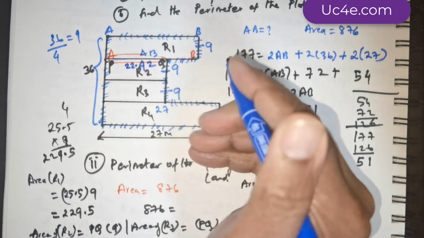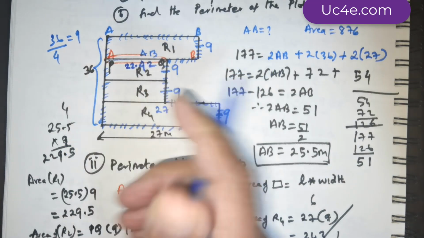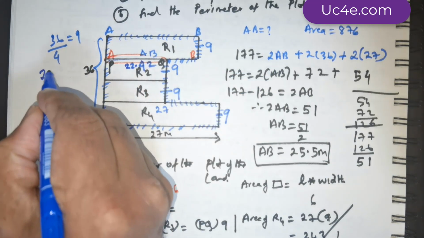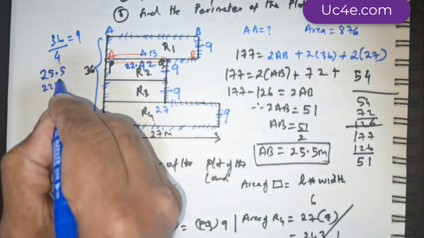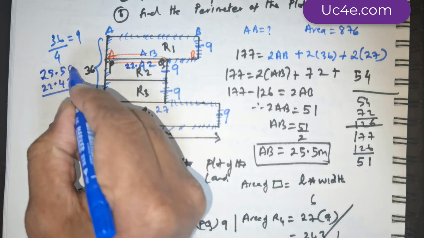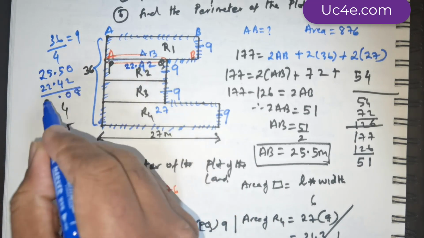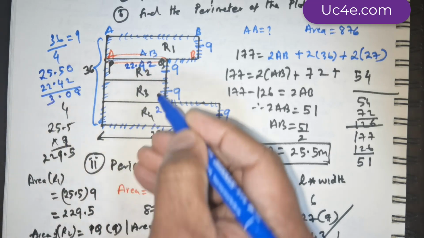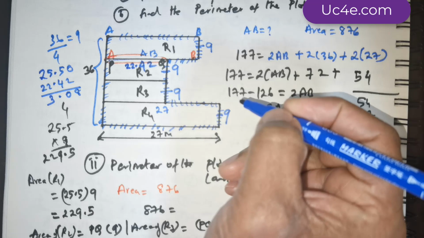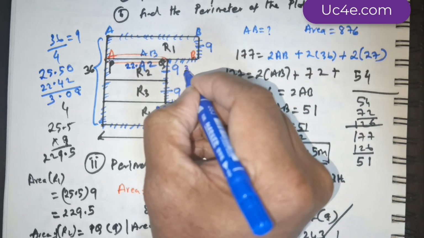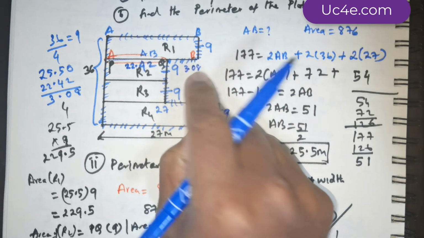Now I've got this, but this entire thing is AB. AB is how much? AB is 25.5. If I were to take away 22.42, that's going to be 8 and a 0 and a point and a 3. So this distance is going to be 3.08. This distance is 3.08.